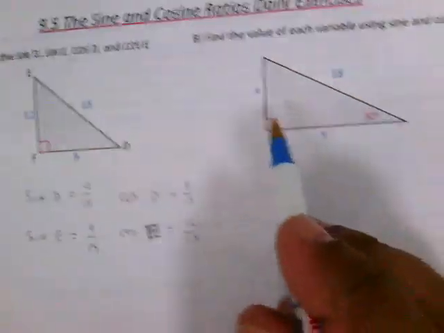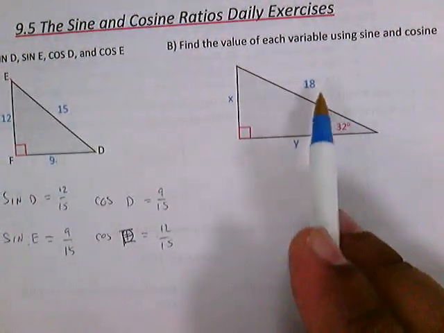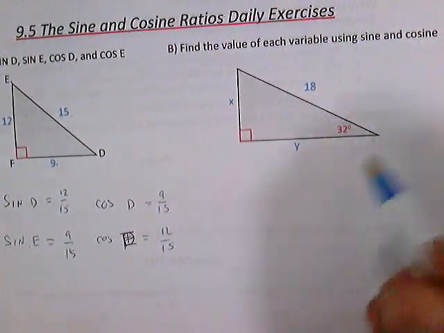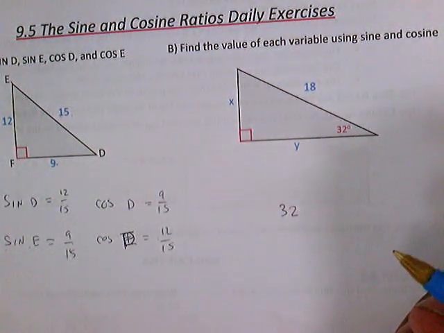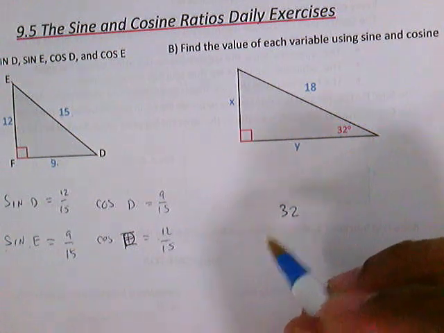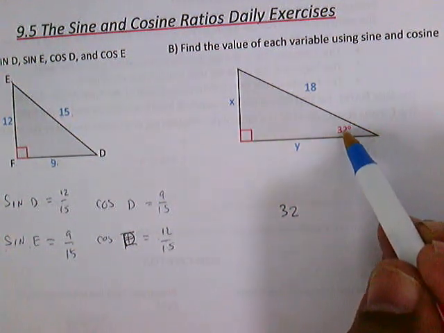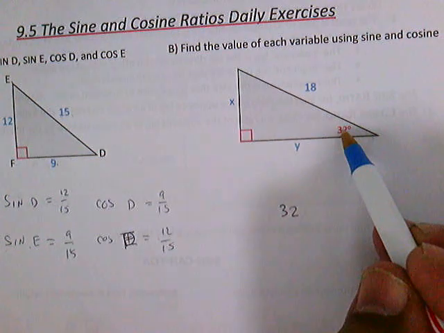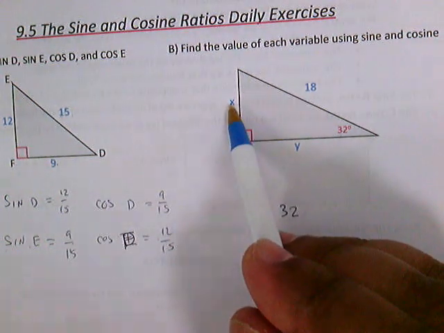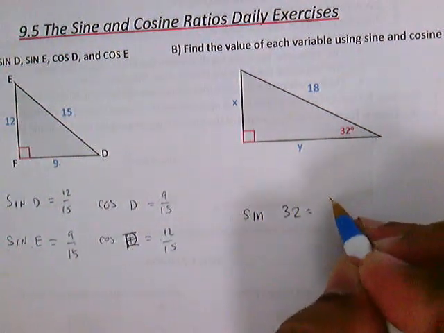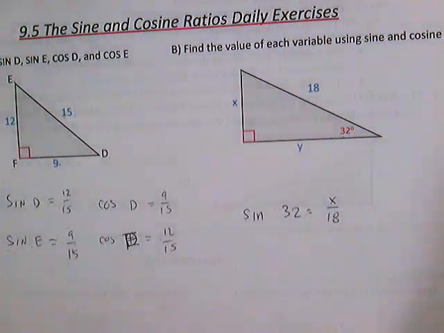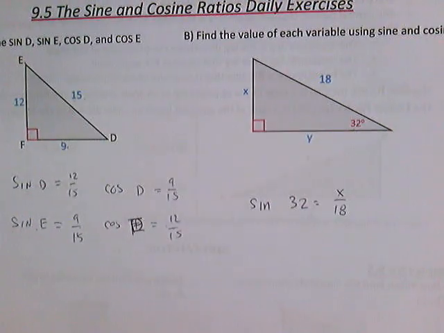Now we have two unknowns. We need to find each of those, and we need to use sine and cosine. Now, what do they give us? They give us 32 degrees. Should I use sine or cosine? It's kind of a choice, but let's take a look at what we have. If I use sine, that's going to be the opposite over the hypotenuse. To solve this problem, I'm going to use my calculator to find out how much the sine of 32 is.